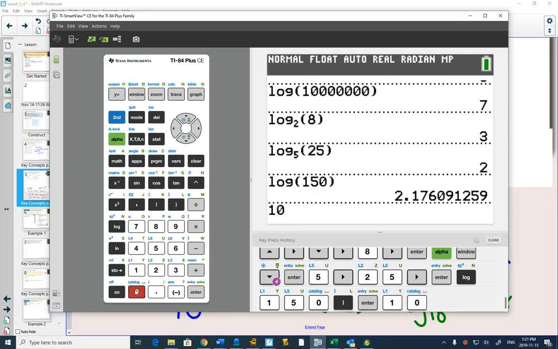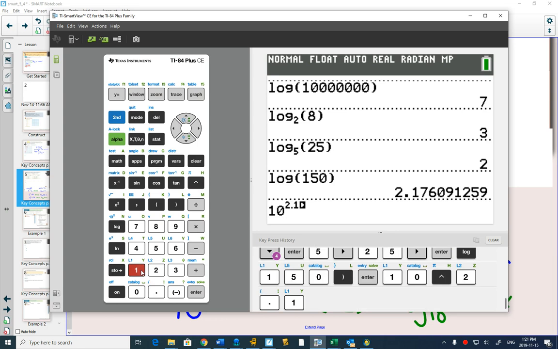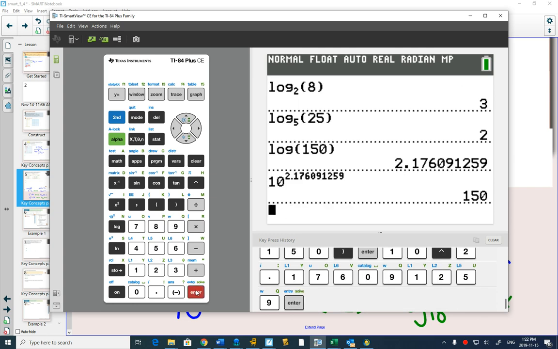Check it out, 10 to the power 2.17609, 1259. It equals 150. That would have been very hard to do mental math, especially that final 5 and 9. No, all of it would be hard.